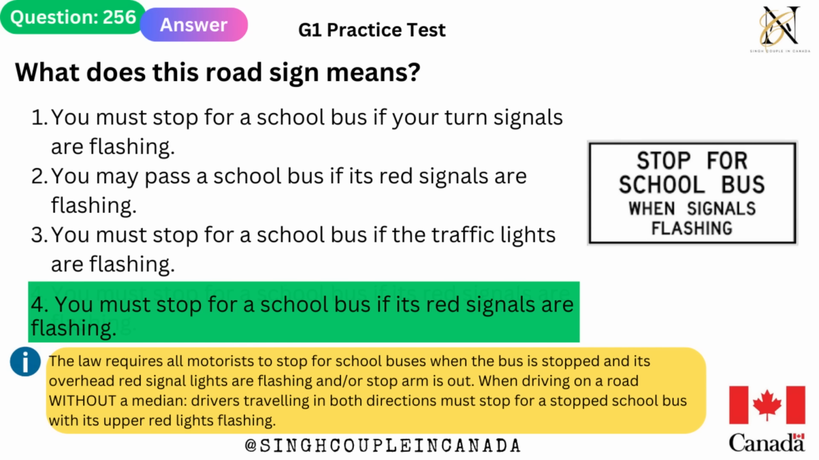The law requires all motorists to stop for school buses when the bus is stopped and its overhead red signal lights are flashing and/or the stop arm is out. When driving on a road without a median, drivers traveling in both directions must stop for a stopped school bus with its upper red lights flashing.